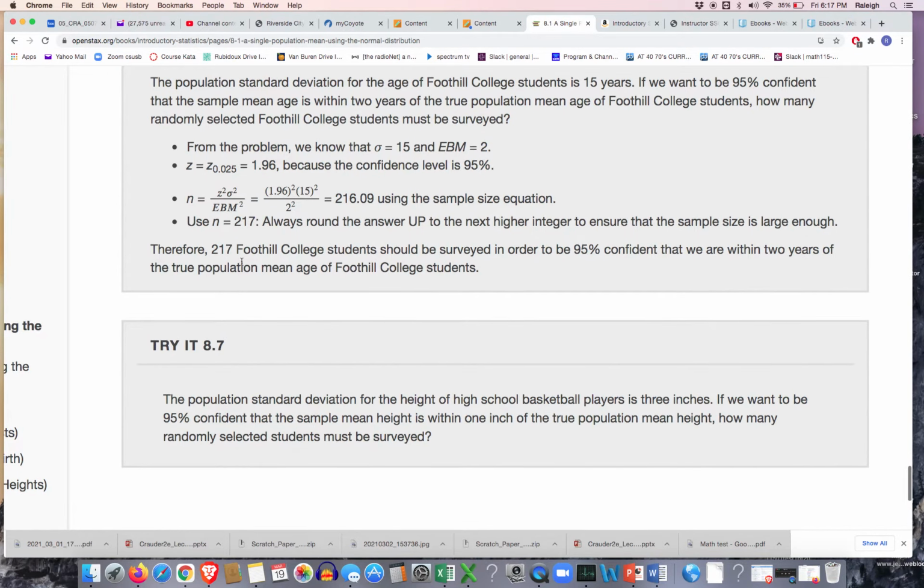Anyway, you got 217 Foothill College students who should be surveyed in order to be 95% confident that we are within 2 years of the true population mean age of those students.